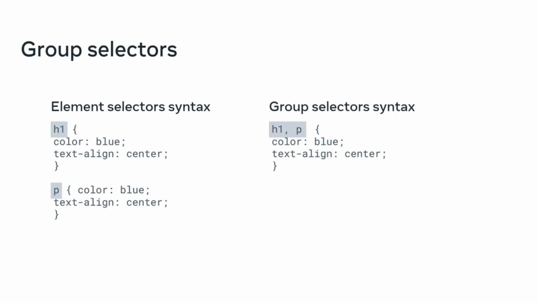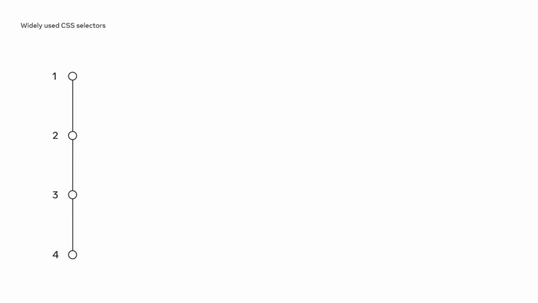The CSS rule will then be applied to all heading 1 and paragraph elements. Group selectors can save you a lot of time. They are also called selector stacking. In this video, you reviewed the CSS selectors that you are familiar with. You also learned about additional widely used CSS selectors, their syntax, and how they can be used to target specific elements on your web pages. The selectors covered were attribute selectors, nth of type and nth child selectors, star selectors, and group selectors.